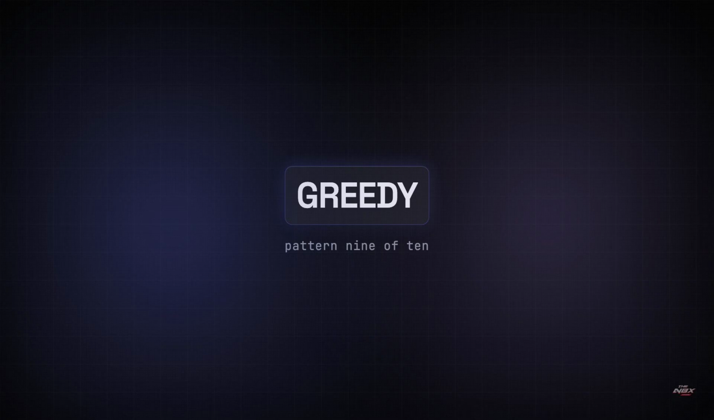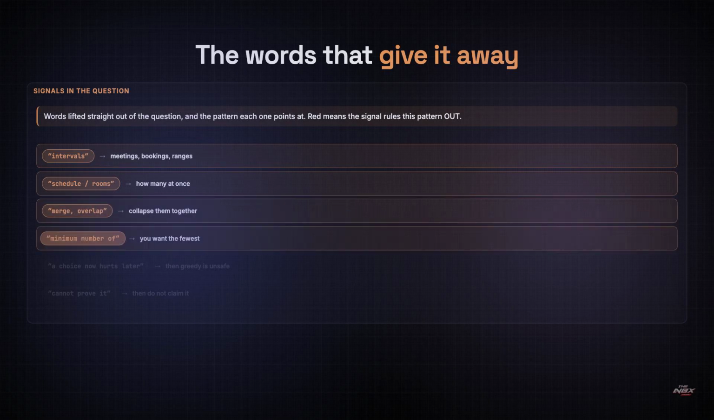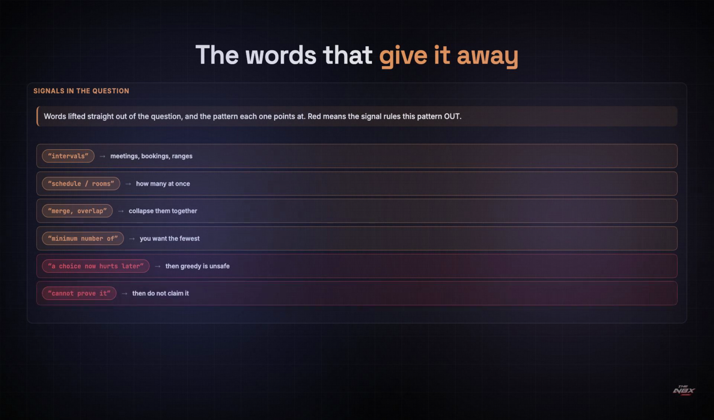you can't see. Intervals is the loudest one, and it usually means meetings, bookings, or arranges. Schedule or rooms or how many at once. Merge or overlap. Minimum number of something, where you want the fewest. But if a choice now can ruin a choice later, greedy is unsafe and you want dynamic programming. And if you can't prove the local choice is always right, don't reach for greedy in an interview.